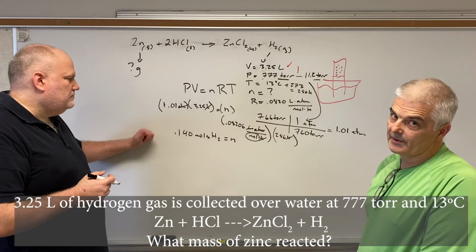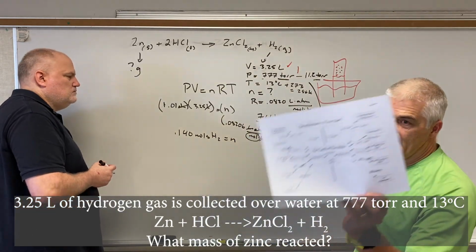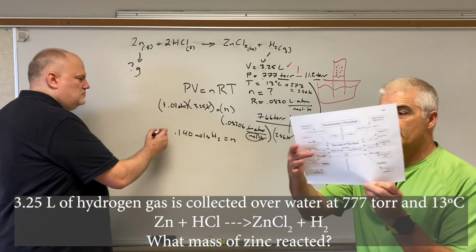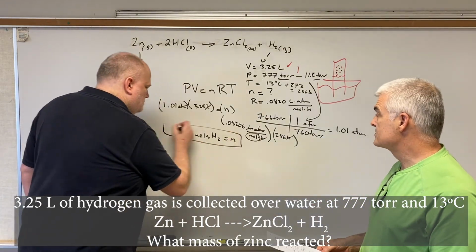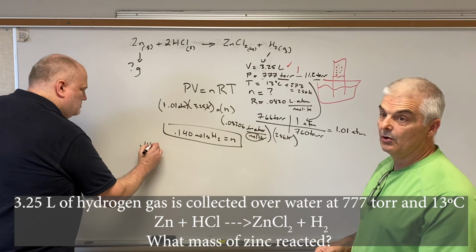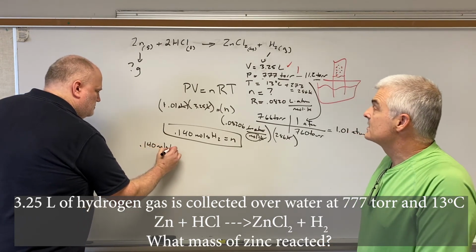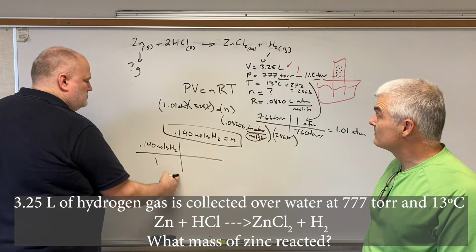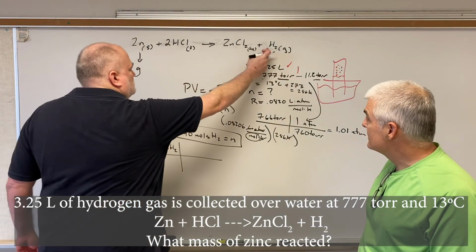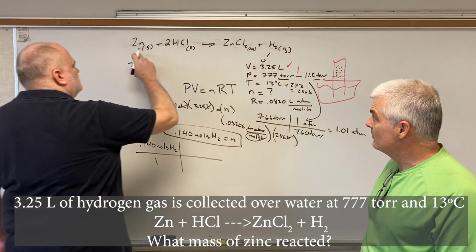So now we do stoichiometry. So now we go back to Mr. Mole Map, and we're starting at moles. So we're starting in the middle of the mole map table, right? So we're going to say 0.140 moles of H2 over 1, and we want to convert to the grams of zinc. Now the first step, of course, is we have to convert mole to mole ratio. Now this is an easy one. It's a 1 to 1 ratio.